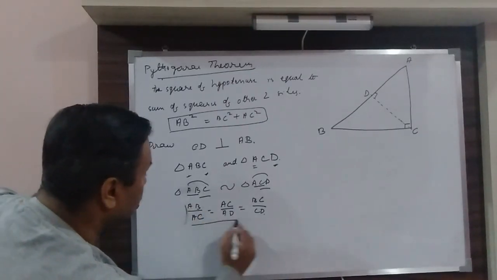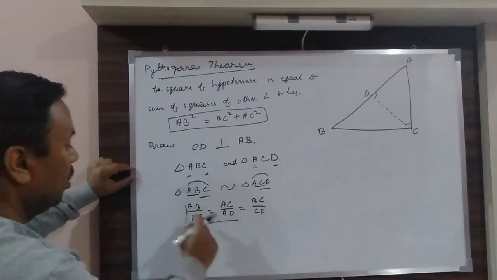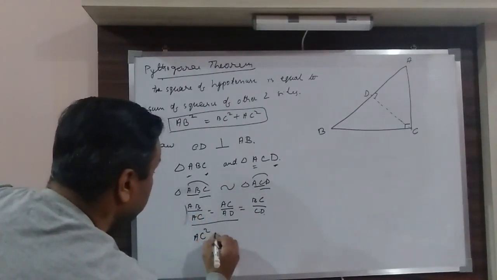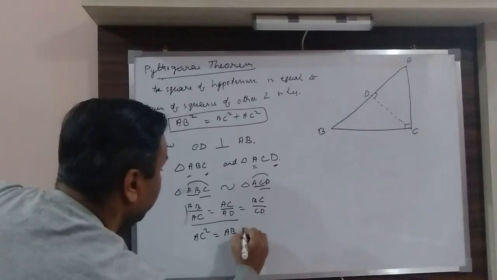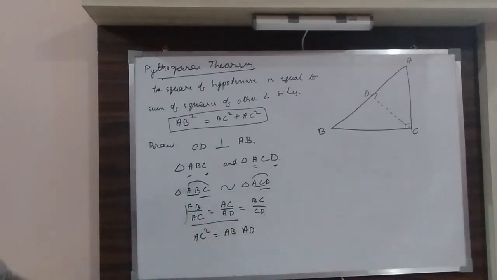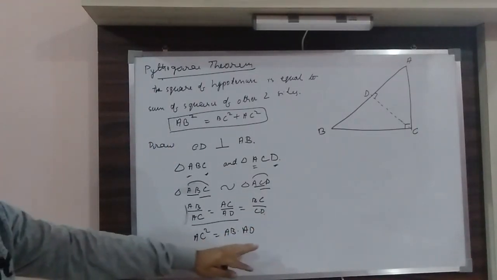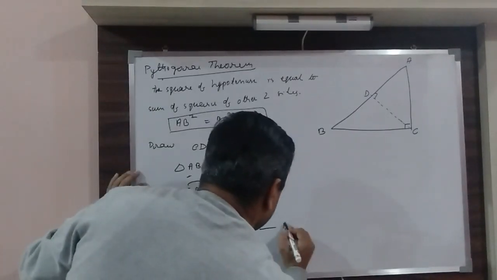From the first two, I can say that if I cross multiply, AC square is equal to AB multiplied by AD. Make it as equation 1.